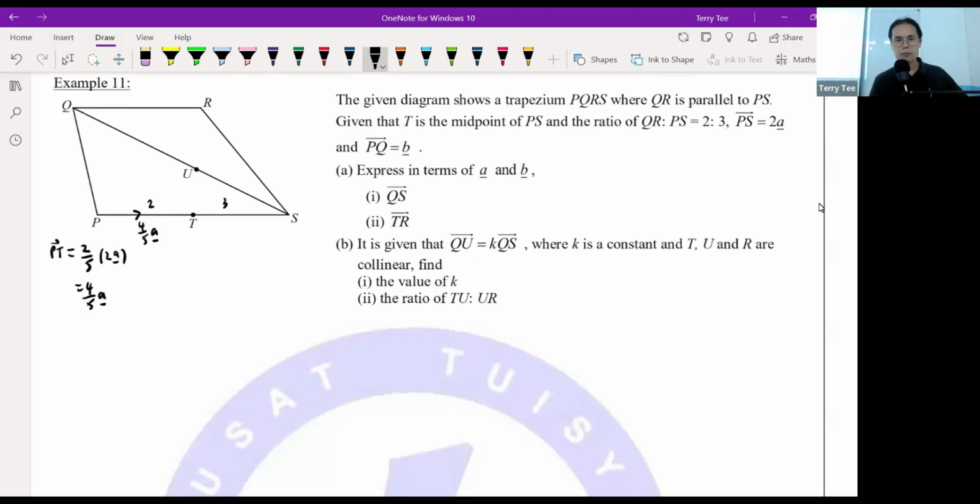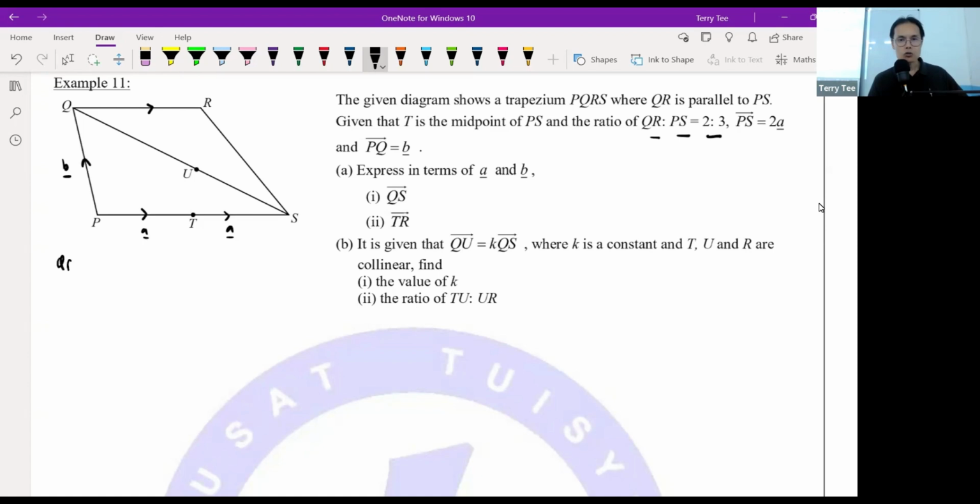Okay, now vector PQ is B. And then QR:PS is 2:3. That means QR is 2, PS is 3. Oh, we know PS, but we don't know QR. QR is... T is a midpoint. Okay, sorry, I made a mistake. I looked at the wrong ratio. Sorry. T is a midpoint. So this is A and A. That's why it looks so weird, right? Doesn't look like 2 to 3.